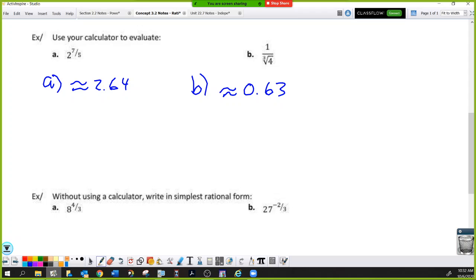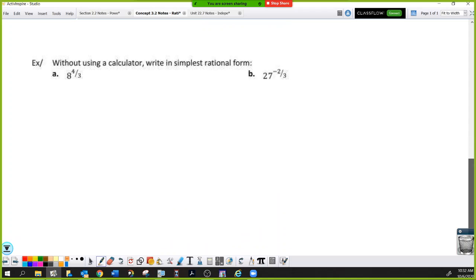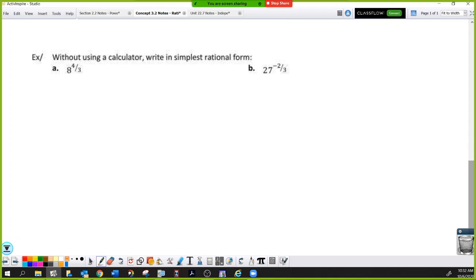And these ones at the bottom, it says, without a calculator, write this in simplest rational form. That means no exponents allowed. We should be able to evaluate these without a calculator. So for A, what we have here is a cube root, because the denominator is a 3. So I'm dealing with a cube root. If we use the book's definition only, you'd have to do this. That's if you use the book's definition that was in the box.